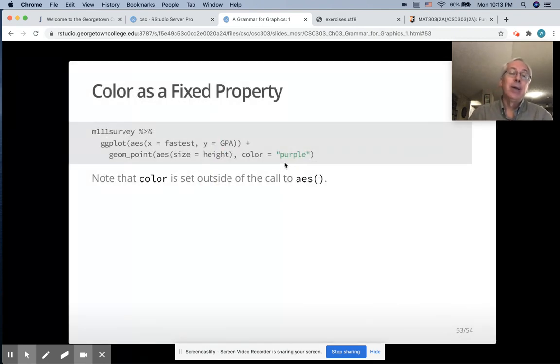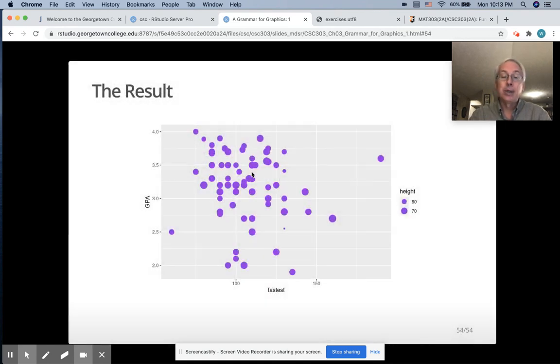And if we instead wanted the size of the points to still be related to height, but we wanted all the points to be colored a different color, not mapped by gender, we could put the color command outside the AES call here inside geom_point. And so we would get all the points being purple, even though they're all different sizes, still based on height. So again, I just want to point out that we can control things about our glyphs without having them be aesthetics. They can be something that's fixed throughout the entire plot.